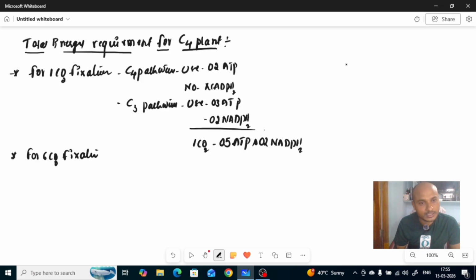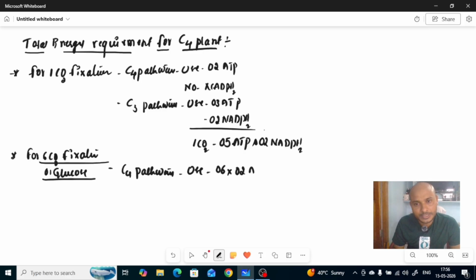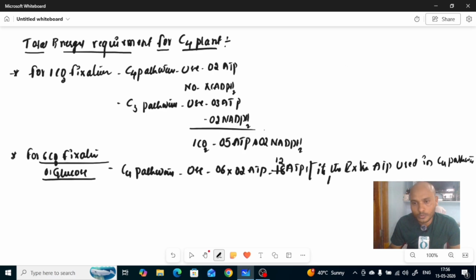For example, 6 carbon dioxide fixation means synthesis of 1 molecule of glucose, because to synthesize 1 molecule of glucose we need 6 carbon dioxide fixations. For this, the C4 pathway uses 6 into 2 ATPs, so a total of 12 ATPs. It is the extra ATP used in the C4 pathway to help prevent photorespiration, also called the C2 cycle. And in the C4 pathway, for 6 carbon dioxide fixation, no NADPH is used.